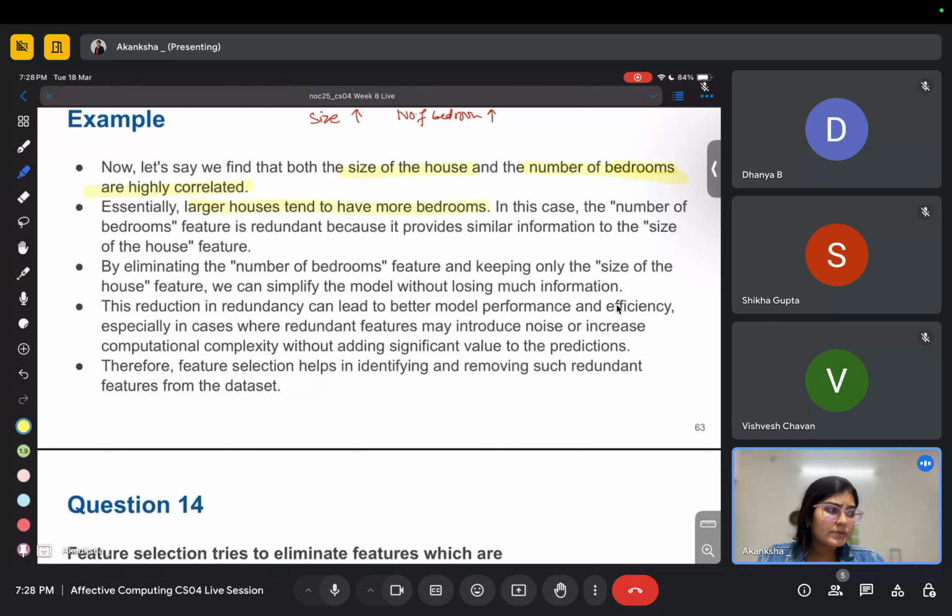So in this case, the number of bedrooms feature is redundant, and we can remove it. It provides similar information to the house size. If you say 4 BHK or 3 BHK, it is highly likely that a 2 BHK will have a smaller area than a 4 BHK. Okay, so kind of redundant. So we want to eliminate this redundant feature. This reduction can lead to better model performance and efficiency, especially where we have noise or increased computational complexity without adding significant value to the predictions.